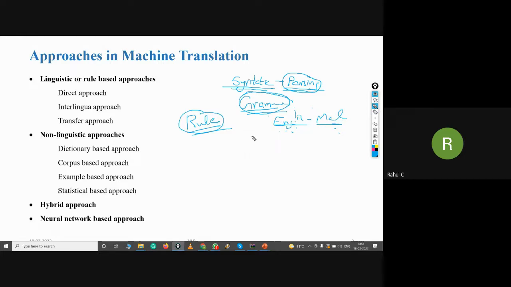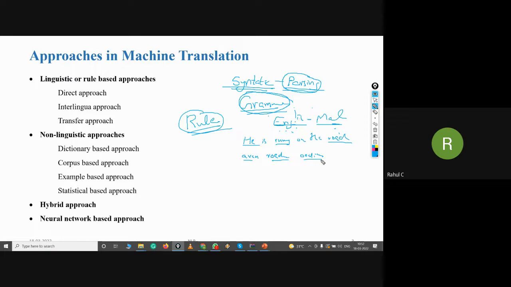For example, English follows subject, verb, object, and Malayalam follows subject, object, verb. Very easy. He is running on the road. In Malayalam it is "avan roadil kude ഓടിക്കൊണ്ടിരിക്കുന്നു". You can see that in English it is subject, verb, object, and here it is subject, object, verb. So this is a difference in structure between Malayalam and English.